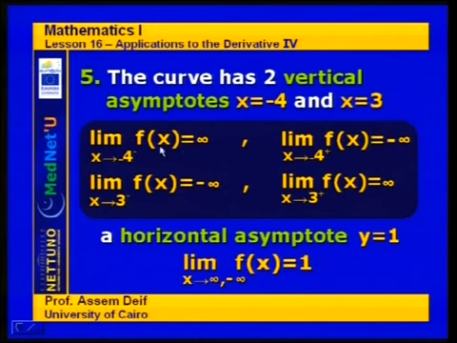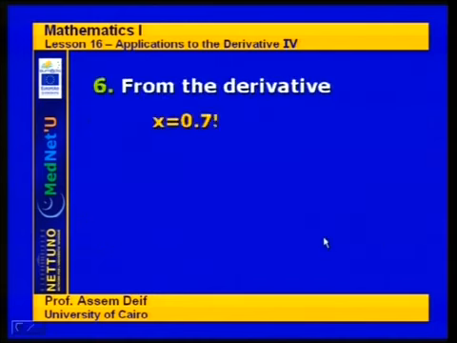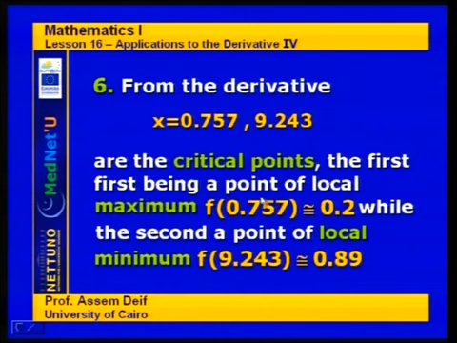So if we go forward, after you obtain your horizontal, these are your vertical asymptotes, because the function tends to infinity at x equal to minus 4, when x tends to minus 4 from the right and left, as well as when x tends to 3 from right and left. And your horizontal asymptote, you take the limit when x tends to infinity or minus infinity, you get equal to 1.